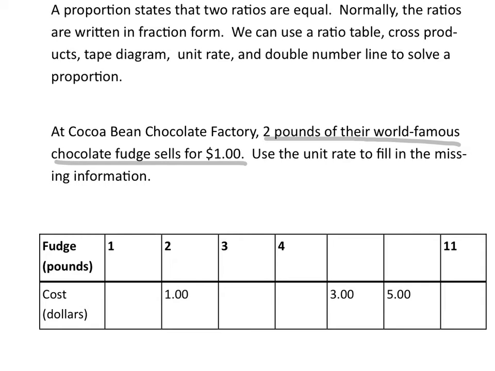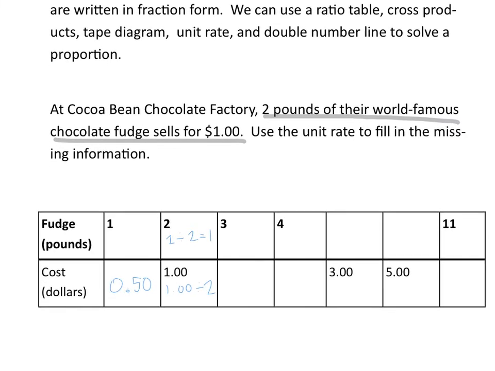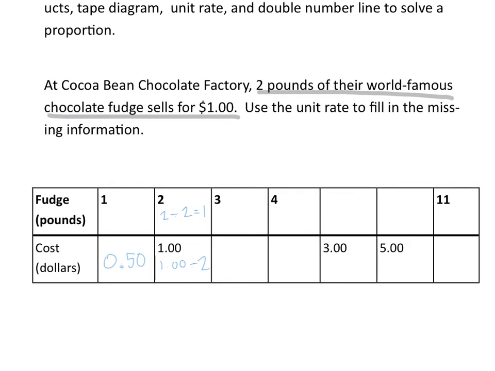So what we have to do is figure out what the unit rate is, meaning what would 1 pound sell for? So we would say 2 divided by 2, and that's how we ended up with 1 pound. Well, we know what we do to the top, we've got to do to the bottom. So we take $1 and divide it by 2, and that tells us that's 50 cents. So we now know the unit rate is 50 cents. We can now apply it to fill in the missing values.